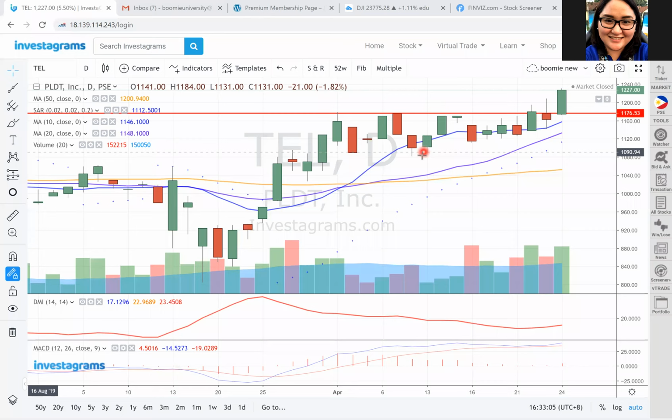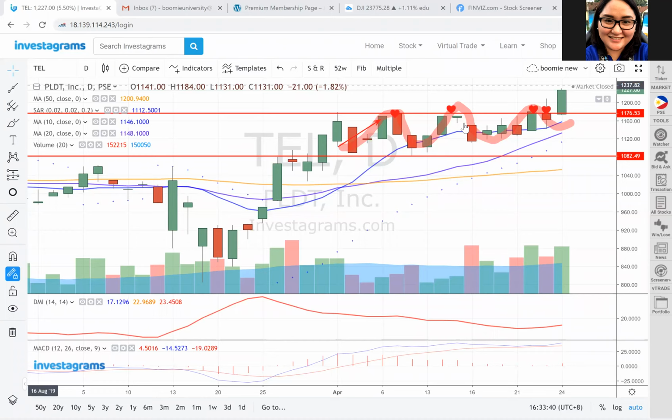And then a safer approach if you want to buy it here and di ka sure. Kasi if you are trying to anticipate the breakout, I'm sure bibili ka somewhere here, somewhere here, somewhere here. But in reality, nasa isang malaking box lang siya. Correct? So, nandyan lang siya eh. So pag bumili ka dito, calculate mo yung risk mo, lagay mo dito sa baba, 1,080. Gets mo?